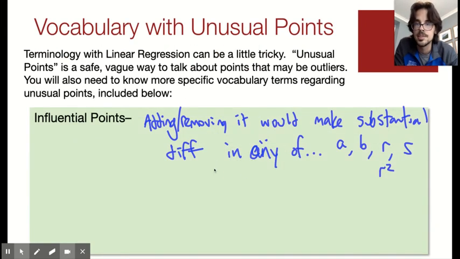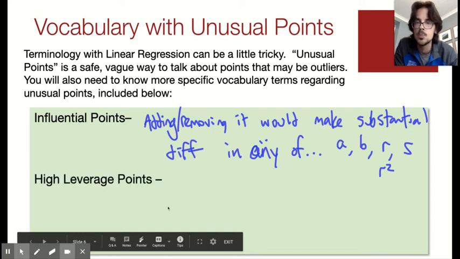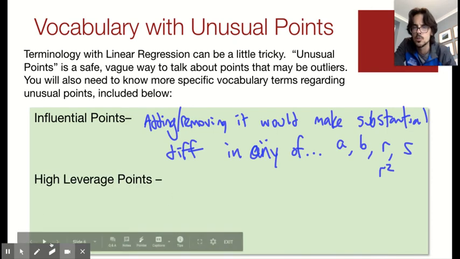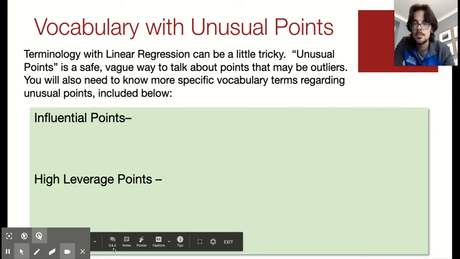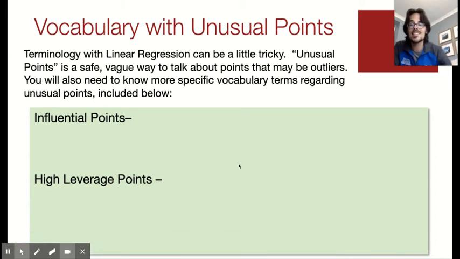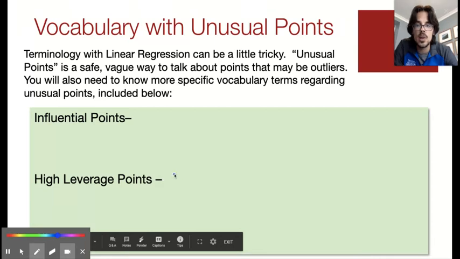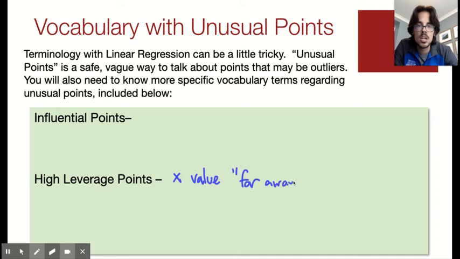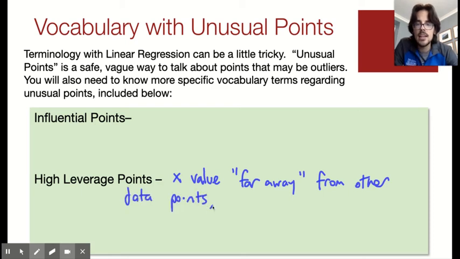Our next vocab concept is the concept of a high leverage point. A high leverage point has an X value that is different, so an X value far away from the other data points. And a high leverage point influences the slope of your least squares regression line.